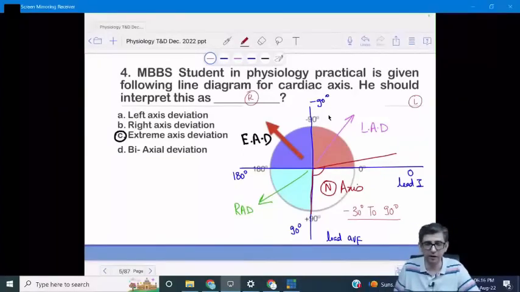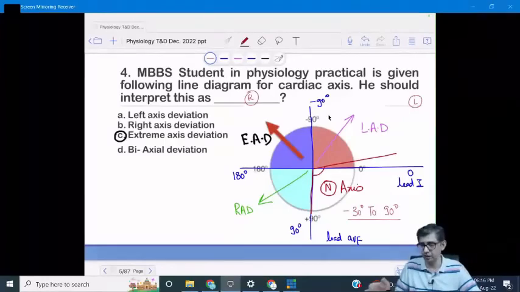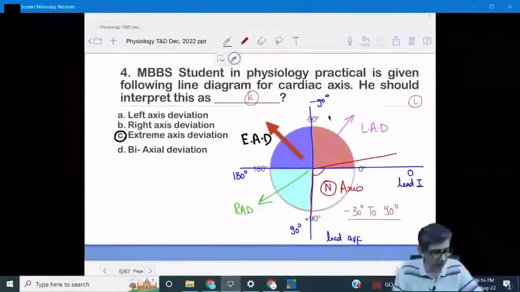And in fact, don't go into left and right. I think if you just go by mathematics now, orientation, नीचे वाला quadrant is normal, ऊपर वाला quadrant is left axis deviation, to this particular side is right axis, and diametrically opposite to the normal axis happens to be extreme axis deviation. Answer to question number 4 is C.